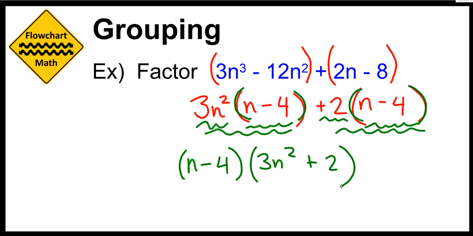And that is factored. You can tell it's factored because it's something times something. And that's what we're doing. Factoring means write something as a product. Okay? And we are finished. That is factor by grouping.